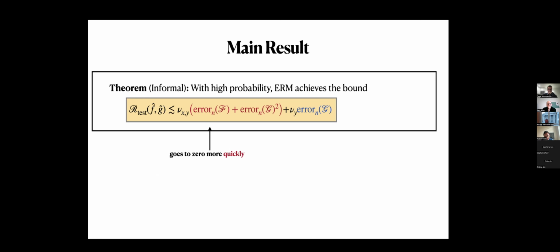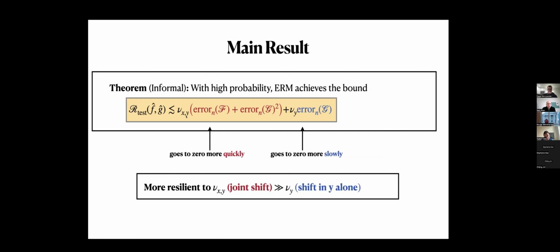So let me continue explaining this. Here, because this is squared and therefore much smaller, this term can go to zero much more quickly than error in G alone. Error F plus error G, squared, is typically much, much less than error of G. And as a consequence, we can tolerate this number, nu XY, to be much larger than we could tolerate if this was just linear in G. In particular, what this means is that we can be much more resilient to shifts involving X than we can be to big shifts with Y alone. We can make this term a lot larger, which explains why we might be able to have greater resilience to shifts in the statistically simpler variables X.